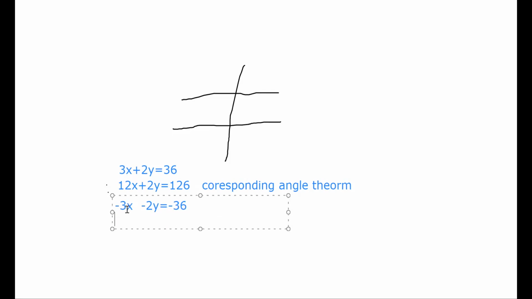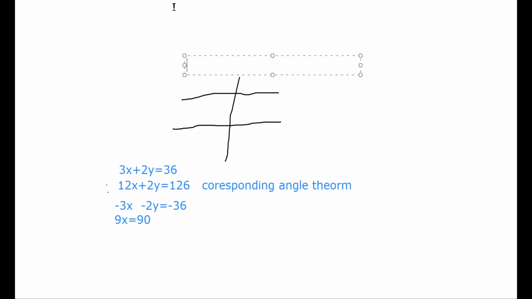12 minus 3 will be 9x. Plus 2y minus 2y eliminated, right? And then 126 minus 36 is going to be 90. Yes, equal to 90. If I'm using the elimination method, this was eliminated. Those together eliminated.